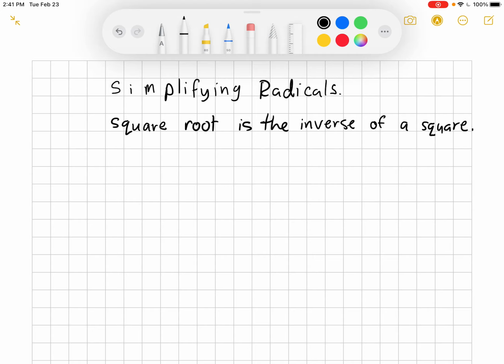So for example, if we took a number like, say, 3 and squared it, we would get 9. If we wanted to undo that square, we would simply take each side and apply the square root, giving us 3 is equal to the square root of 9.